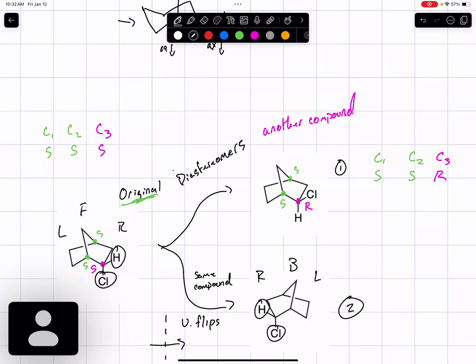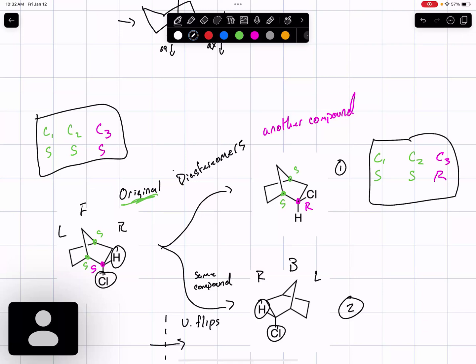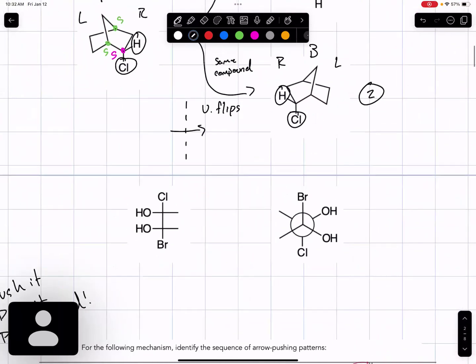We may not ask you about a bicyclo because that may be a little bit tricky, but do recall what the definition of a stereoisomer is. Or if you get configurations that only differ in one of the chiral centers, then you will know that it's a diastereomer. Fair enough? All right, let's move on.